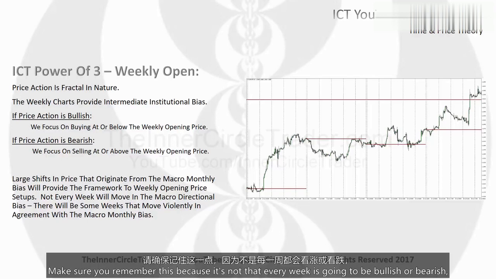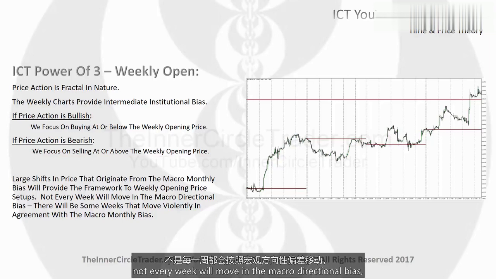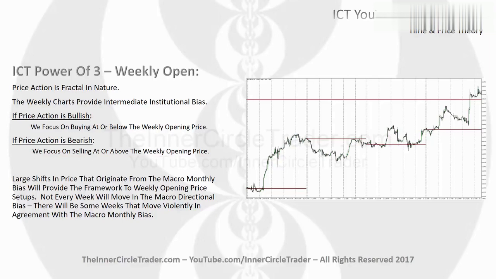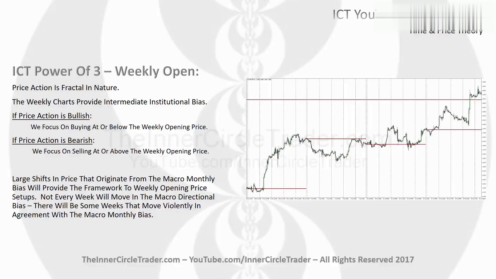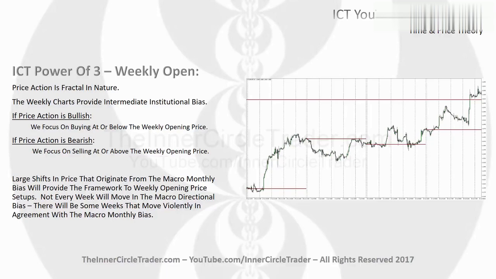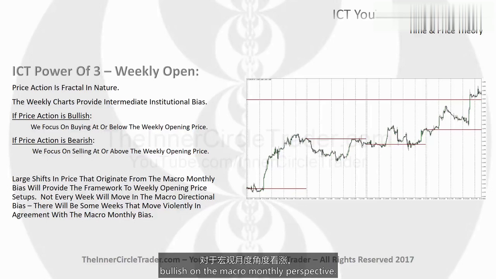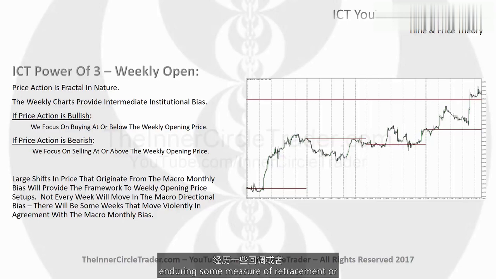Now, here's a key point. Make sure you remember this, because it's not that every week is going to be bullish or bearish. Not every week will move in the macro directional bias. However, there will be some weeks that move violently in agreement with the macro monthly bias. So just like we have retracements on any other time frame, we may be longer term bullish on the macro monthly perspective, and in the weekly, we may be enduring some measure of retracement or consolidation.